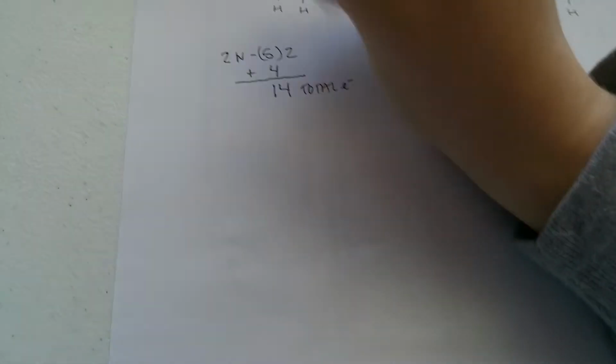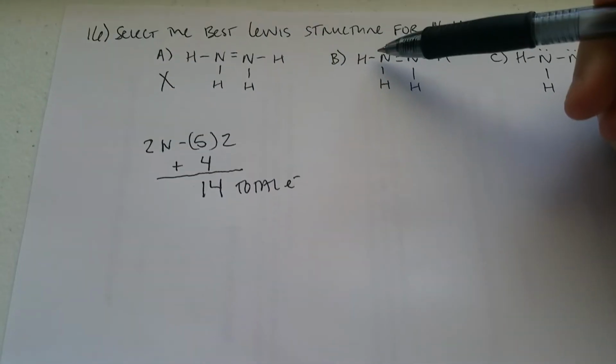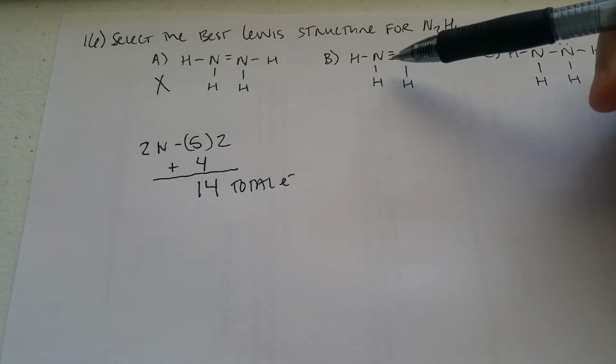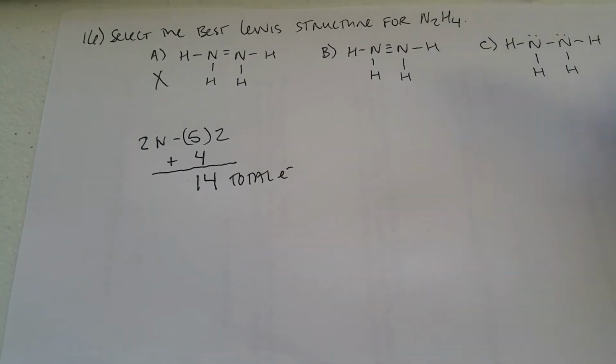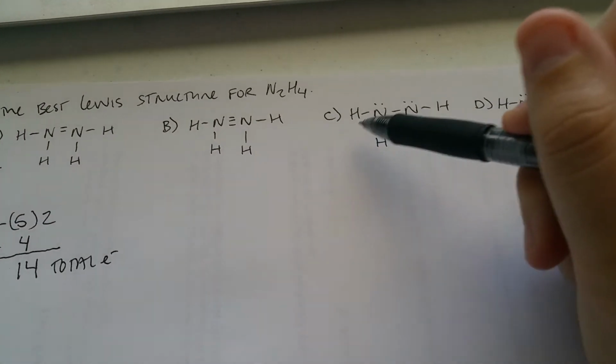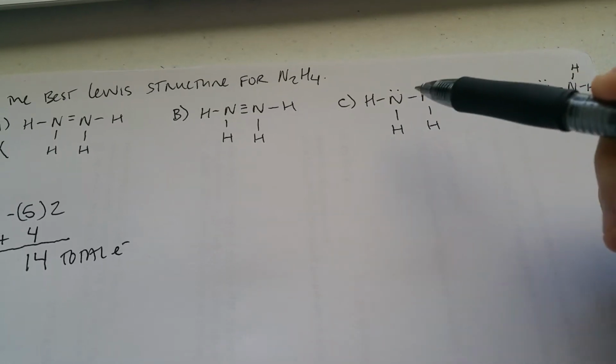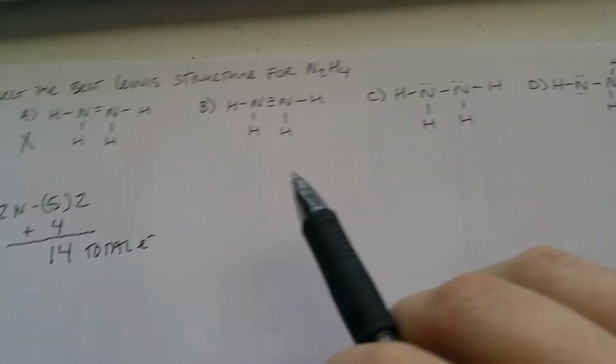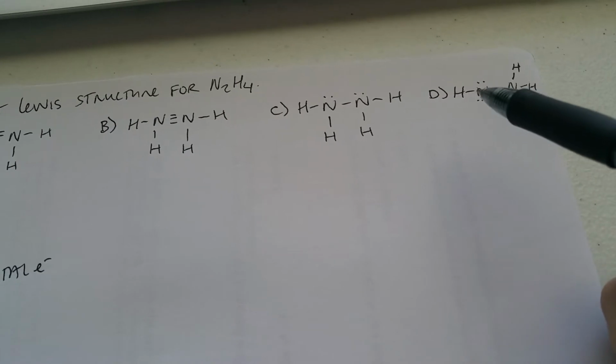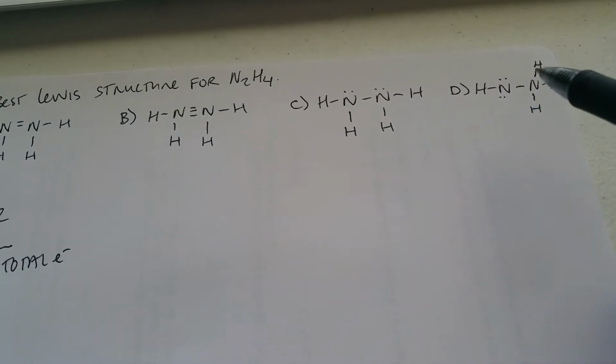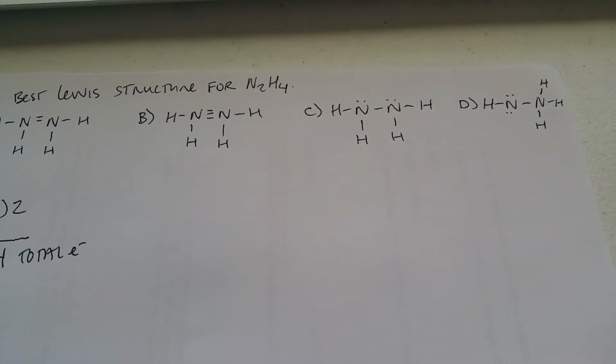So we already know this one is wrong. Checking the others: 2, 4, 6, 8, 10, 12, 14, that's fine. And again, 2, 4, 6, 8, 10, 12, 14, that's fine.